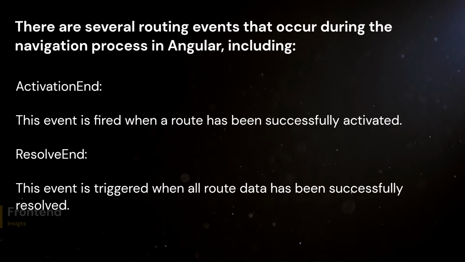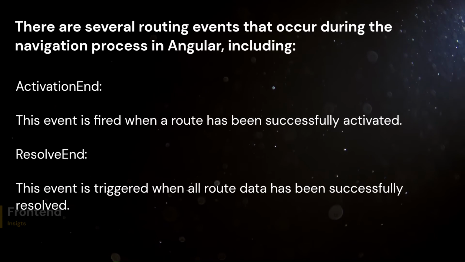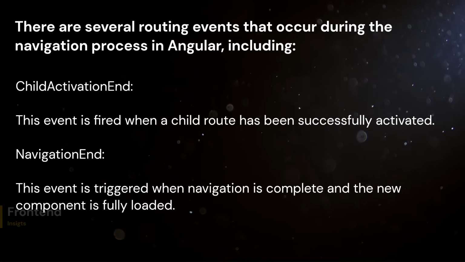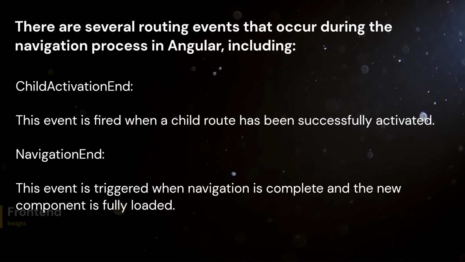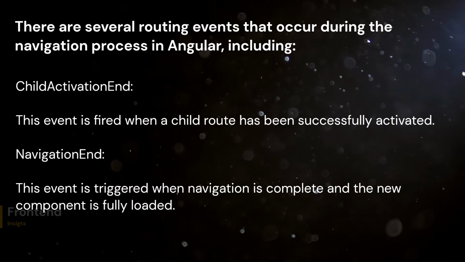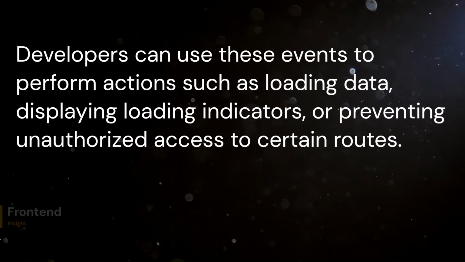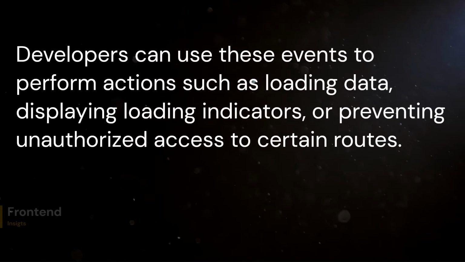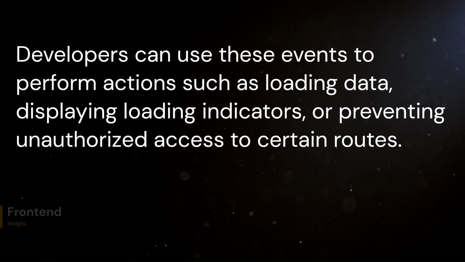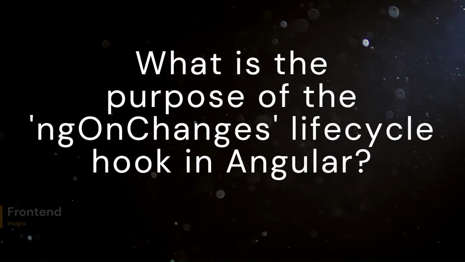ResolveEnd. This event is triggered when all route data has been successfully resolved. ChildActivationEnd. This event is fired when a child route has been successfully activated. NavigationEnd. This event is triggered when navigation is complete and the new component is fully loaded. Developers can use these events to perform actions such as loading data, displaying loading indicators, or preventing unauthorized access to certain routes.